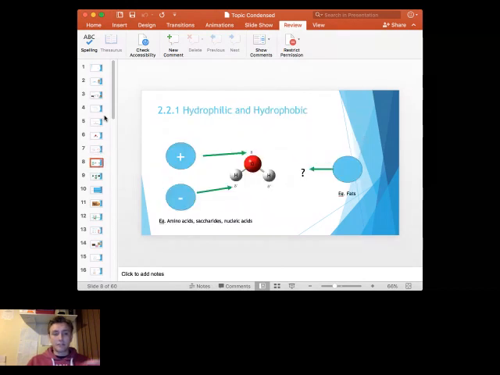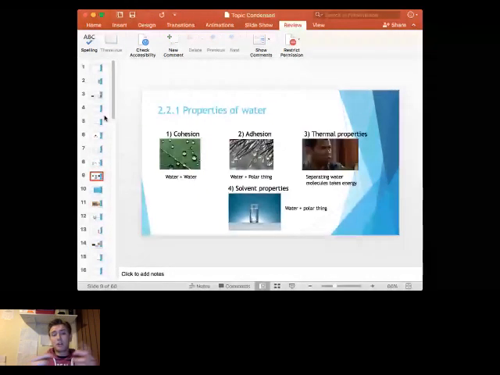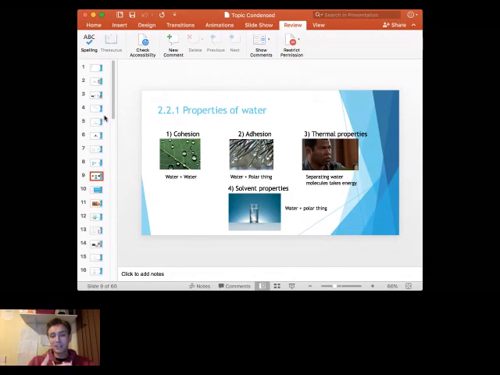Okay, right, so we can have hydrophilic and hydrophobic things. But what are these properties of water that we've been talking about? You have to be able to list 4 of them, and it's a very popular topic that comes up in IB exams. The 4 of them are cohesion, adhesion, thermal properties, and solvent properties.